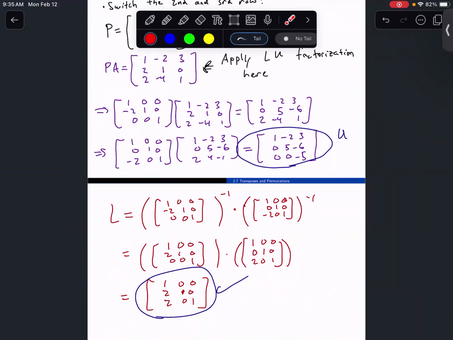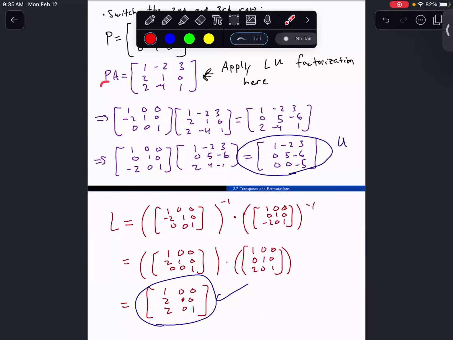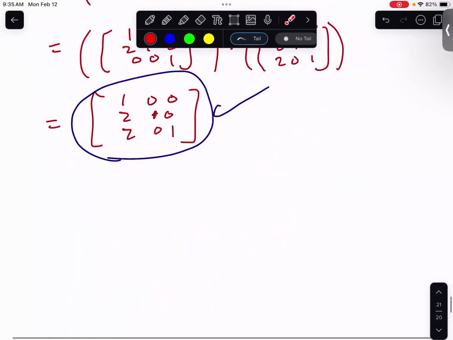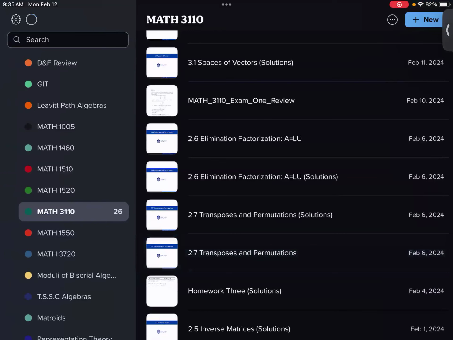Okay, any questions about this example? Okay, yeah, so on the exam, you'll have to find an LU factorization of a matrix. I don't know if I'm going to make you do the permutation stuff before, but you might, so it's good to know this. Okay, so that's everything you need to know for the first exam. So that ends chapter 2.